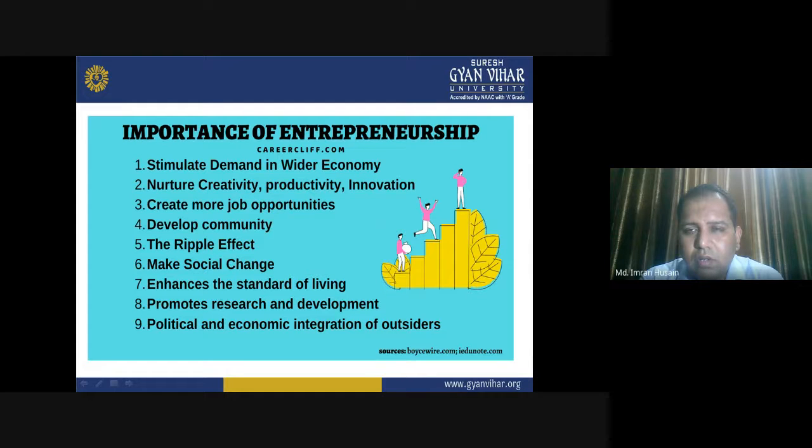Then it will also benefit the economy. Political and economic integration of outsiders. So then what will happen? We will start integration of outsiders into the business. We will hire the most skilled people, okay, and promote research and development.